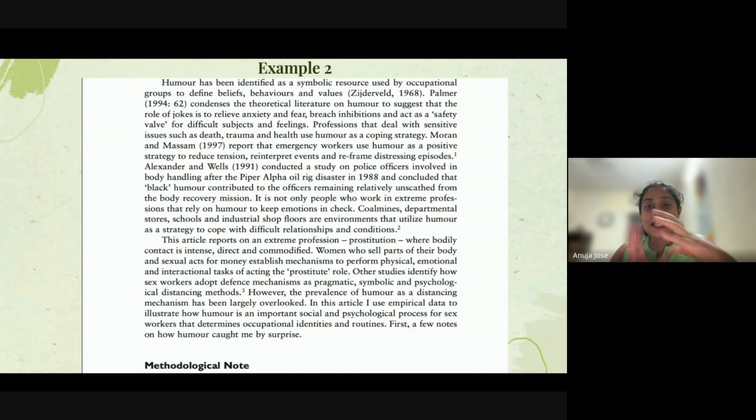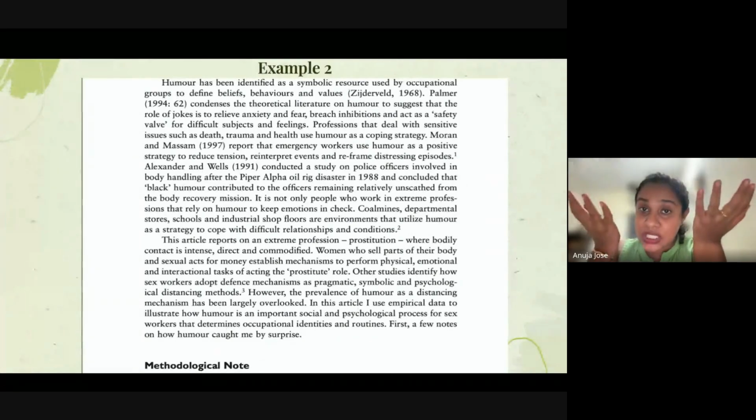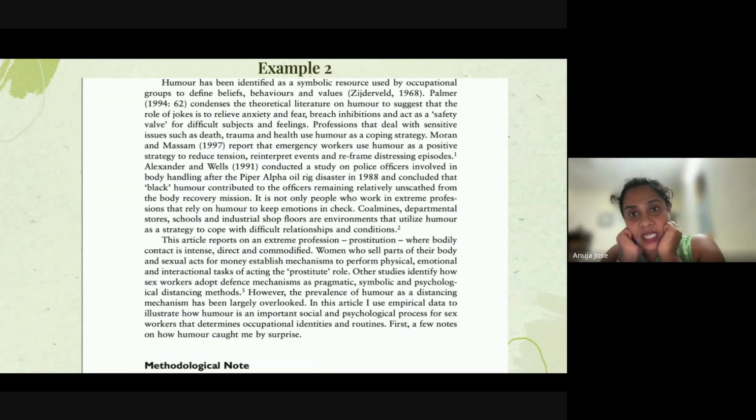And towards the end, the last paragraph, the last sentence, coal mines, departmental stores, schools, that particular sentence is a kind of summary or evaluation that she has made after reading these three studies. There's also a footnote. You see one small number 2 there after conditions. There's also a footnote there, where she's discussing other studies also. Okay, so after reading all these studies, she has realized that occupations that involve difficult tasks and emotions use humor as a coping strategy. I use this example to show you how to remain within focus, how to choose one theme, and how to use evidence to support that particular theme.